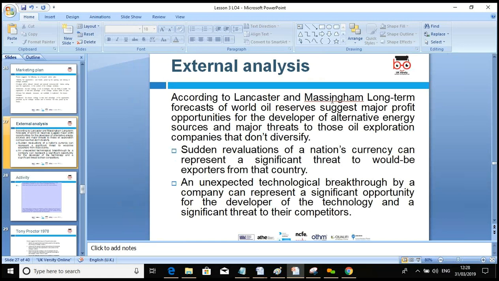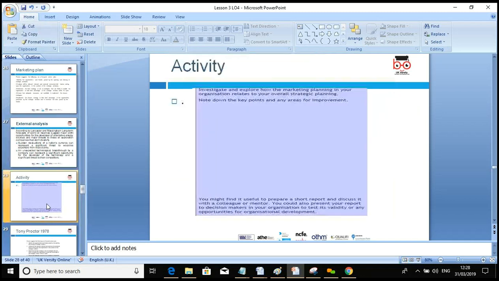So for control purposes, maybe we'll look, after these incidents, at what controls we can put in place in our organization to protect our reputation and our goodwill. We can look at external analysis too, depending upon the nature of the business. Then maybe we can investigate and explore how the marketing planning in your organization relates to our strategic planning, and note the key points and areas of improvement, again depending on the nature of the business.